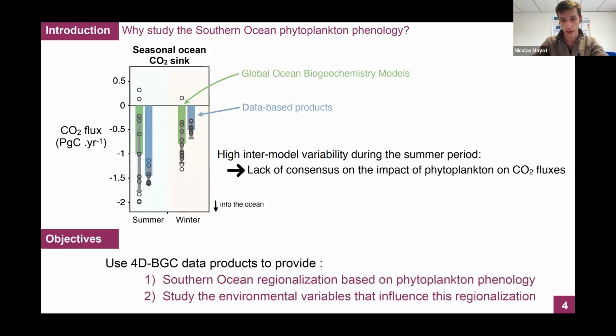And so to provide some of this benchmark, the objective of this study is to study the phytoplankton phenology by producing a regionalization of the Southern Ocean, which reproduces the spatial and temporal variability of the phytoplankton phenology based on the 4D-BGC data which is being produced. And then to study the environmental variables that influence this regionalization. And so to do that, I'm going to continue.